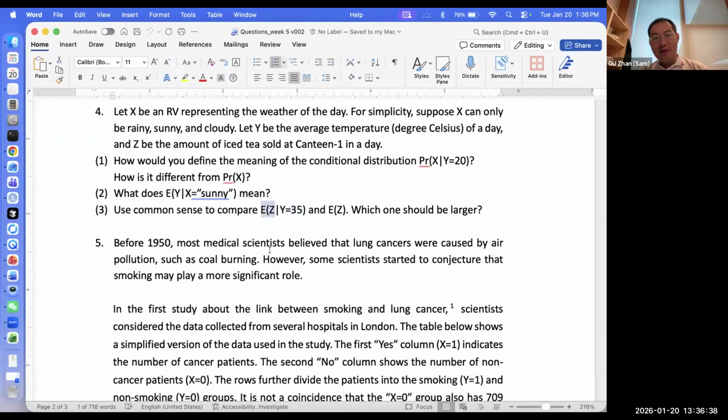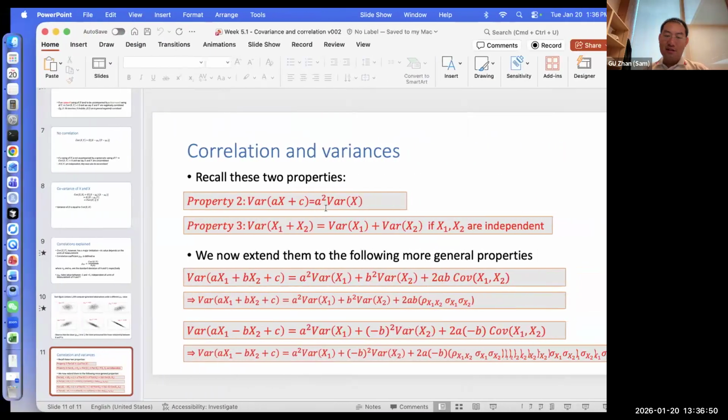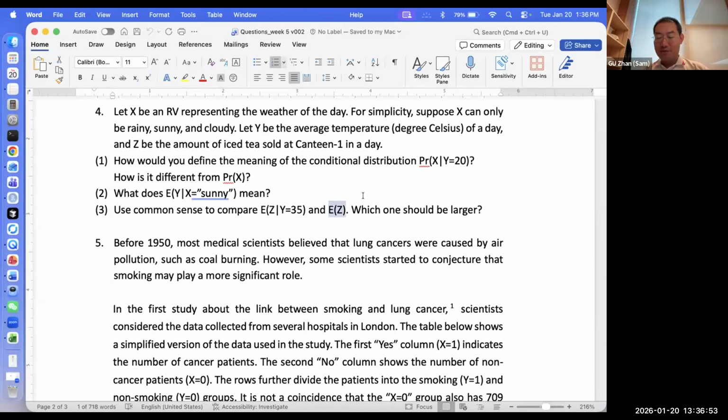Expected Z. Expected Z is the number of iced tea being sold. So average iced tea to be sold on a hot day, 35 degrees. And expected Z is the expected daily iced tea to be sold, no matter it is a hot day or cool day. On a hot day, we want more iced beverage, so it's likely to be sold more. So expected Z given y equal to a high temperature is, by common sense, more sales than when we consider all the days.